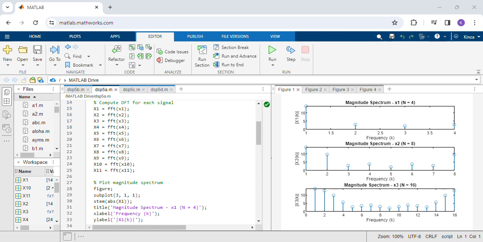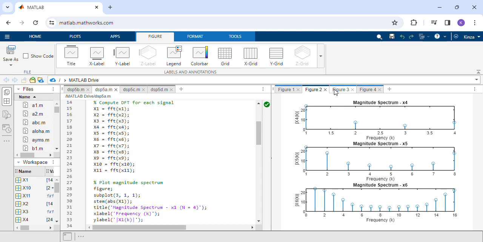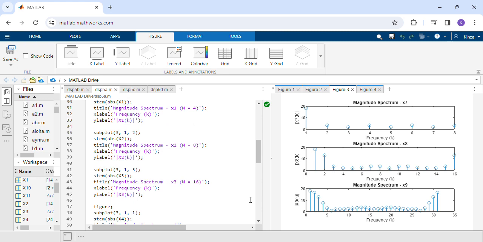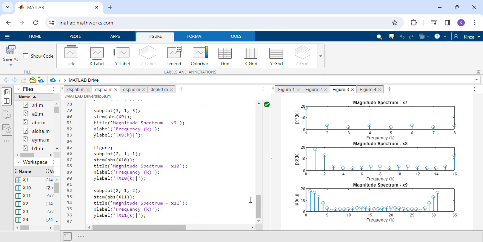For signals x4 to x9, each signal spectrum is plotted in separate figures here. Each subplot or figure is labeled appropriately with titles indicating the signal's name and then the length of the signal. Axis labels indicate the frequency index scale and the magnitude of the corresponding frequency component. So this code helps visualize how the magnitude spectrum of a signal changes with different signal lengths. It's important for understanding the frequency contents of signals and for analyzing their spectral characteristics.